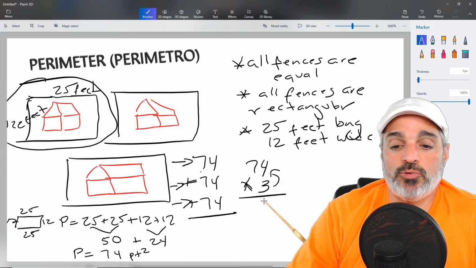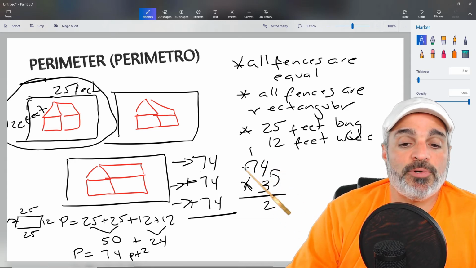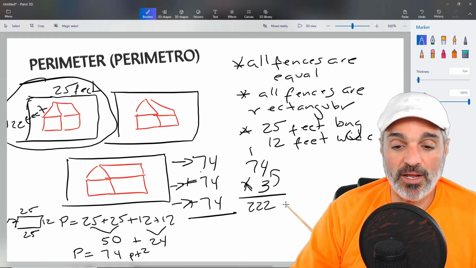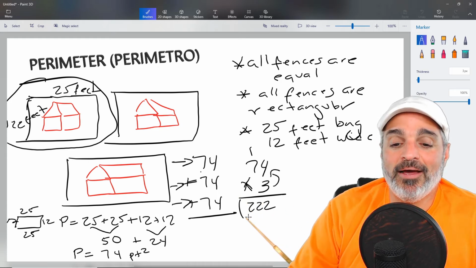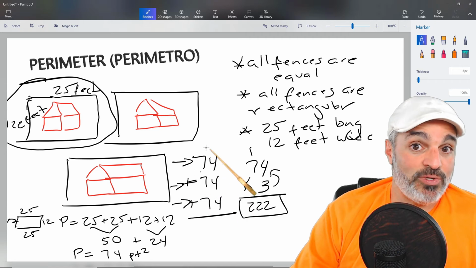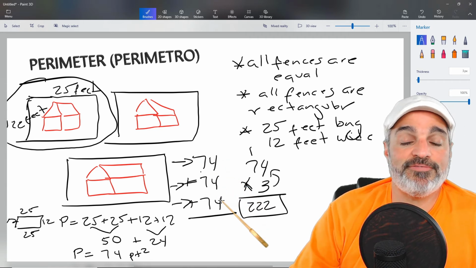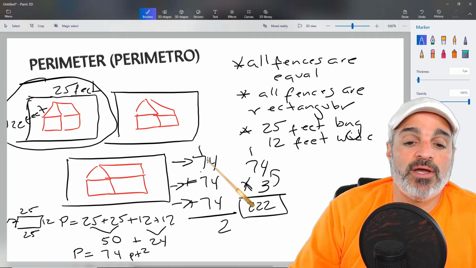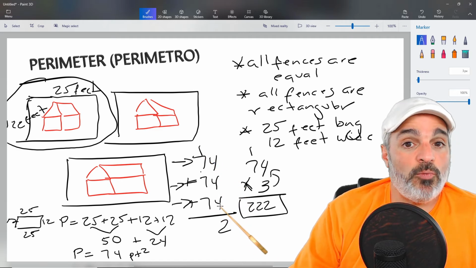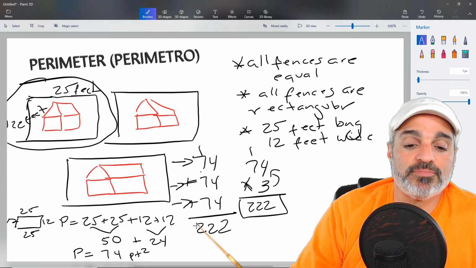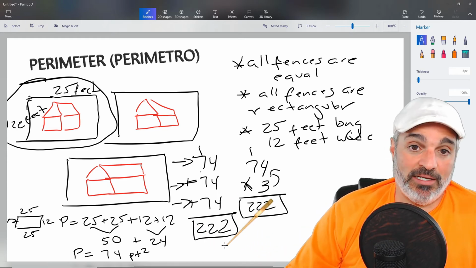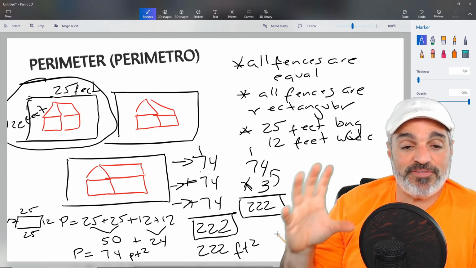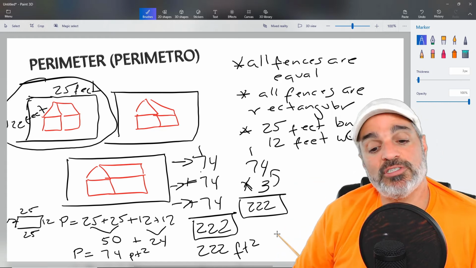3 times 4 is 12. Carry the 1. 3 times 7 is 21, and 1, 22. Oh, look at that. I didn't even plan that. Let's do the addition. 4, 4, and 4 is what? 12, carry the 1. 7 3 times is 21, plus 1, 22. So I would need 222 to build all the fences. So all the fences will have a perimeter of 222.